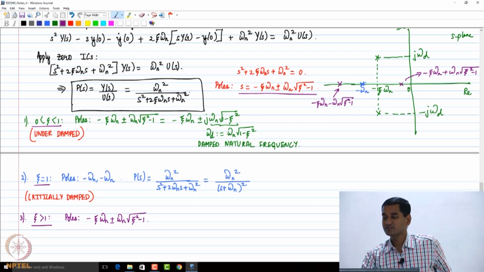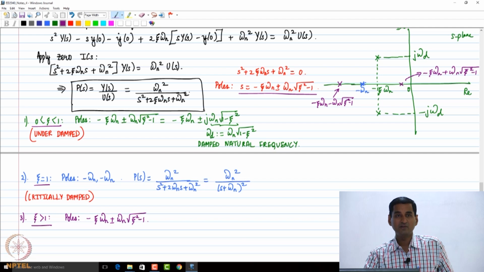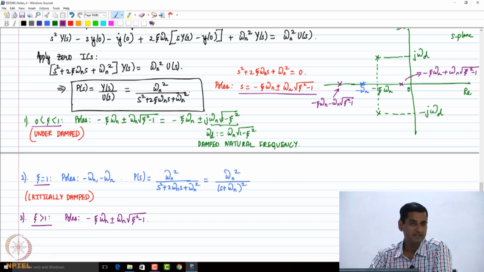That is because please note that minus zeta omega n would be dominating the sum, right? So we can see that the magnitude of omega n times square root of zeta squared minus 1 will be lower than minus zeta omega n, for any zeta greater than 1. We can easily observe that. So as a result, the value will be negative, but it will be less negative than the other pole. So that's the implication.